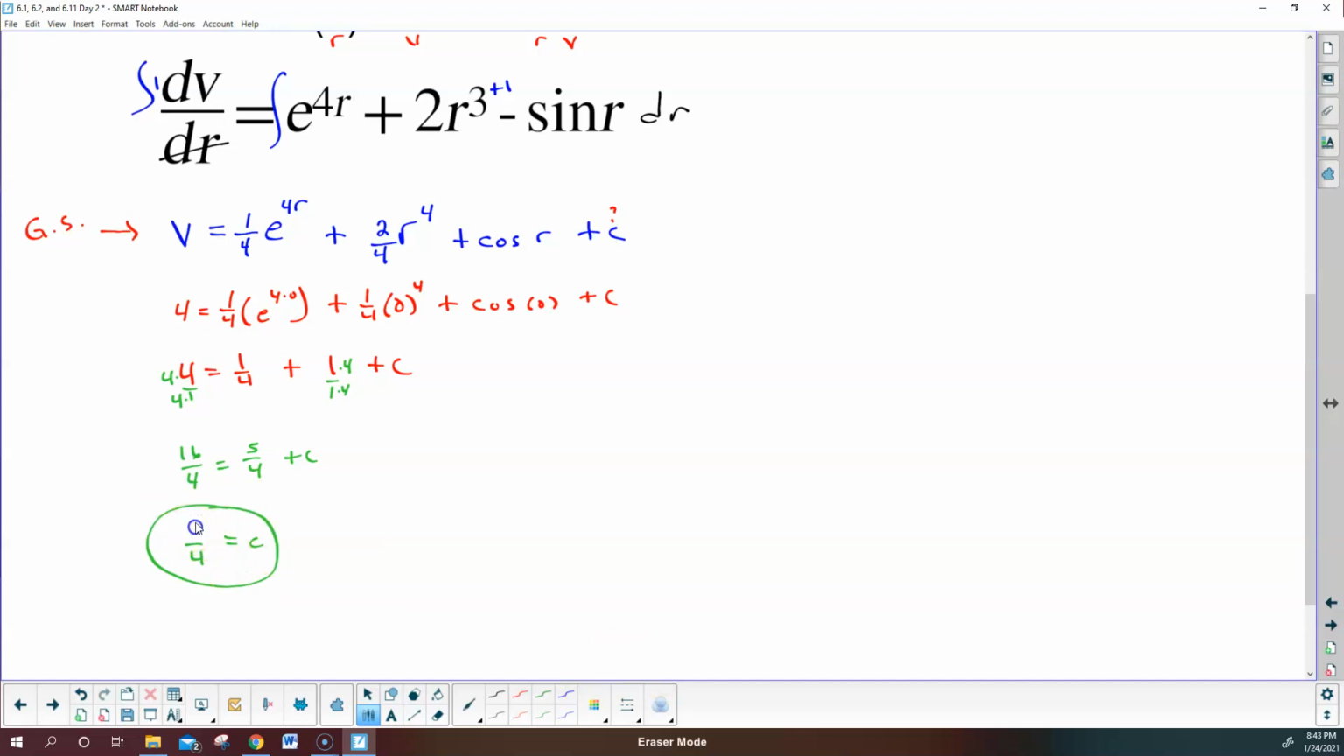No, I'm sorry, 11/4. Right? 5 minus 16 is 11/4. Now there's the C value. So what do we do? The particular solution is we found the value of C.